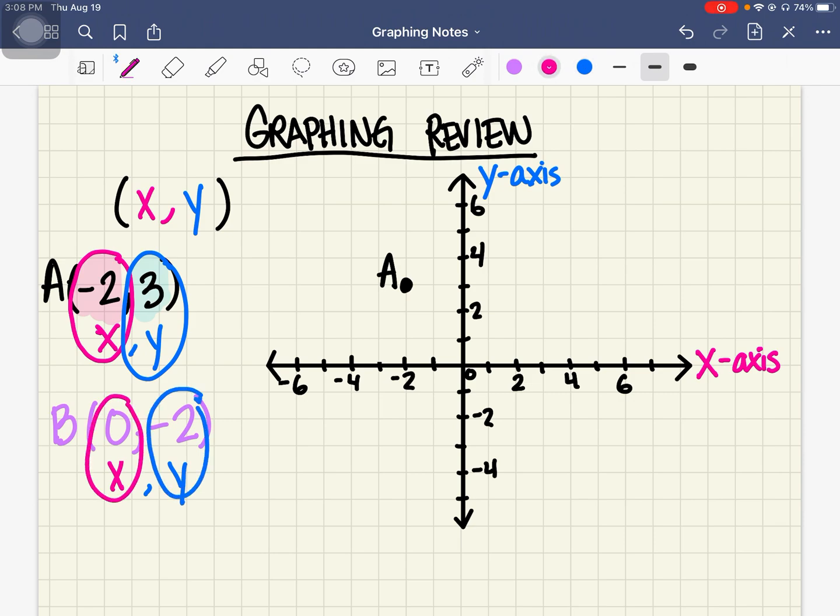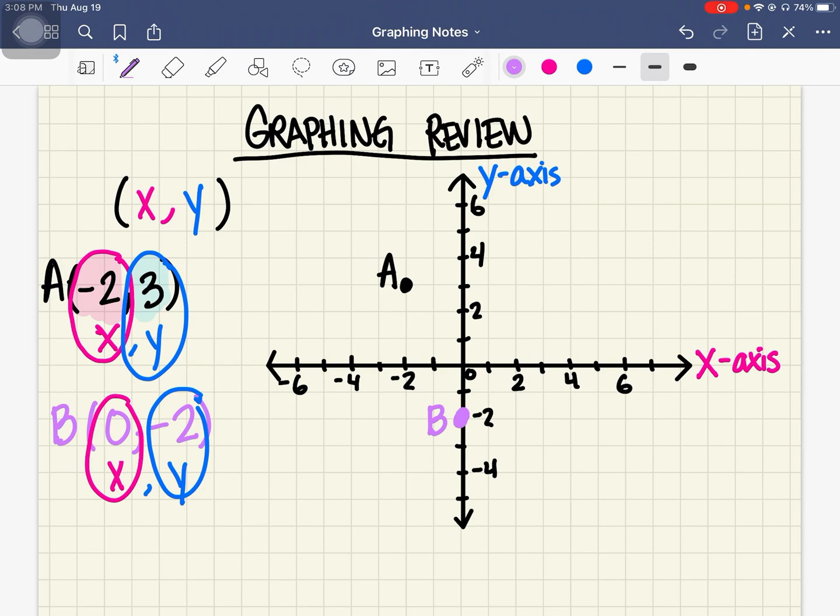There's my y. There's my x. So first we go to the x-axis right here, and it's 0. So 0 just means I don't move left or right. We stay right here where the 0 is on the x. Y is -2, so that means I'm going to go down 2, but I stay where x is 0. So it's going to stay right here on this axis. So this is where coordinate B is, or point B goes.